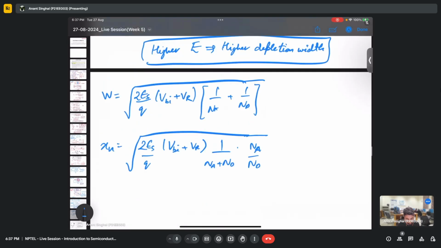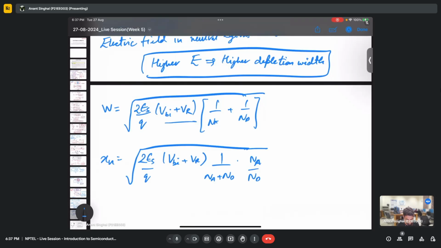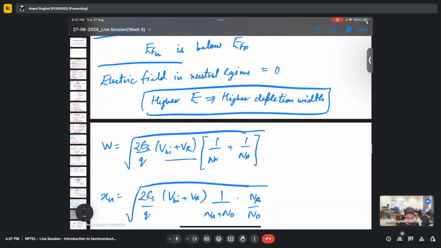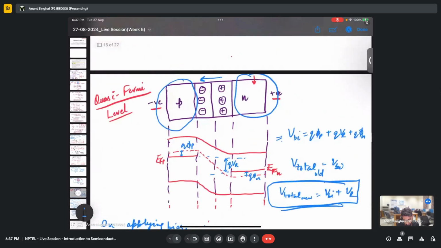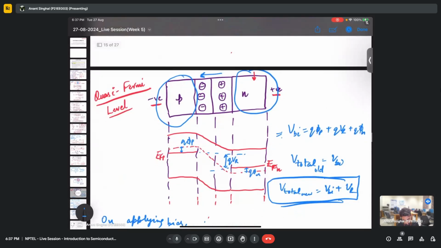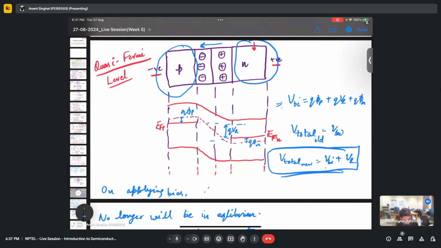Is it clear? We will have an increased depletion width, and it increases on both sides. We will have a higher electric field, and the total voltage now becomes the built-in potential plus the applied reverse bias voltage. So this is what we have for a reverse bias PN junction. Is it clear to everyone? Any doubts here?